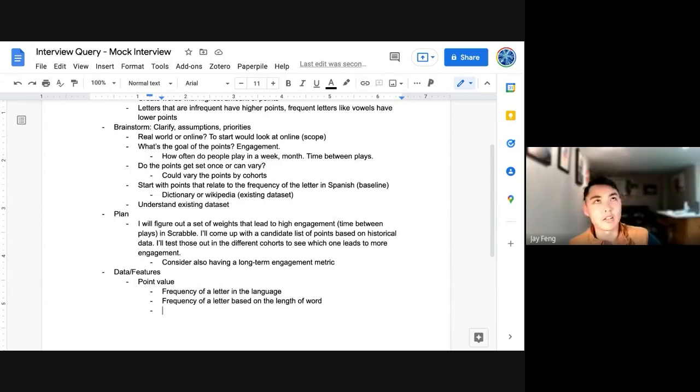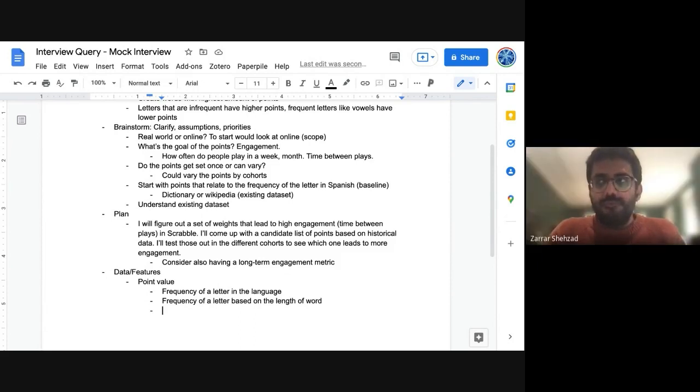Okay, so I think those would definitely be almost another model that you'd have to build, right? Where you'd have one letter, and then you'd have maybe the most frequent letters that show up with this letter in this language out of all the words.